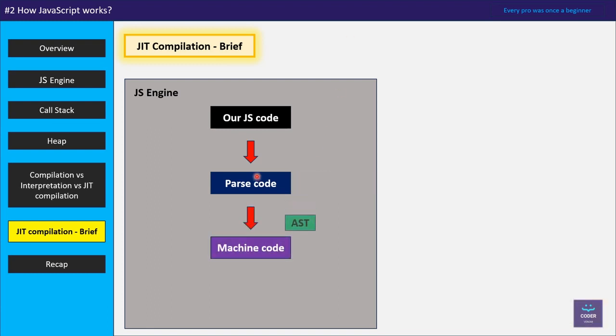Now you learned how our code is getting parsed and converted into AST, right? After that, our AST is converted into machine code, like zeros and ones. Then those zeros and ones are executed by our computer processor, so it will produce the output. So these are the things that happen inside the JavaScript call stack.